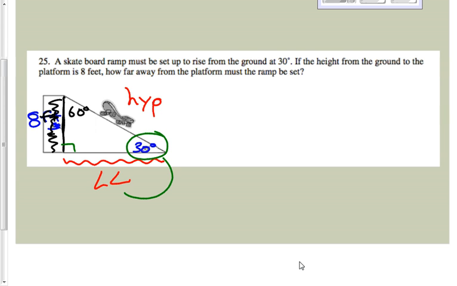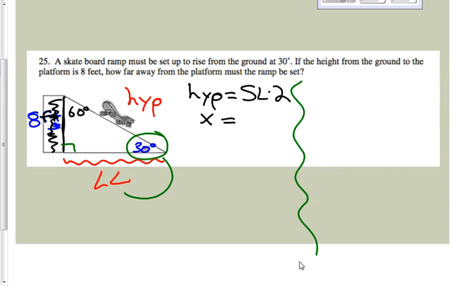Looking at this problem, first thing I think I'm going to find here is my hypotenuse, which is equal to the short leg times 2. My hypotenuse, I'm just going to pick a variable here. I'm going to pick x. The short leg is 8 times 2 is 16. So the ramp itself is 16 feet.